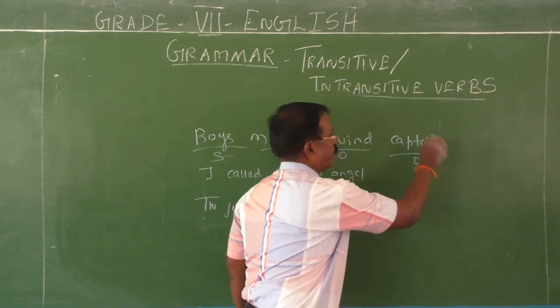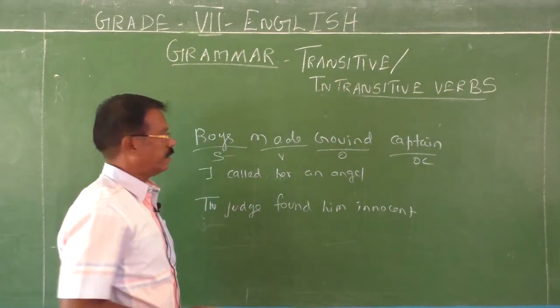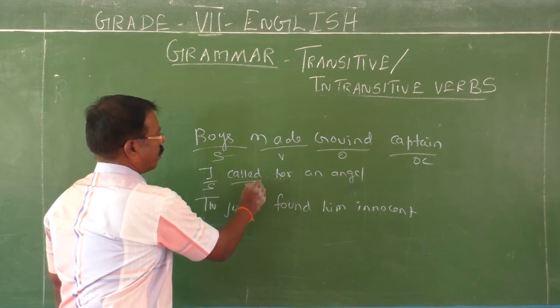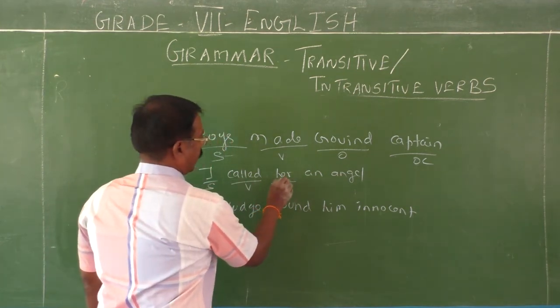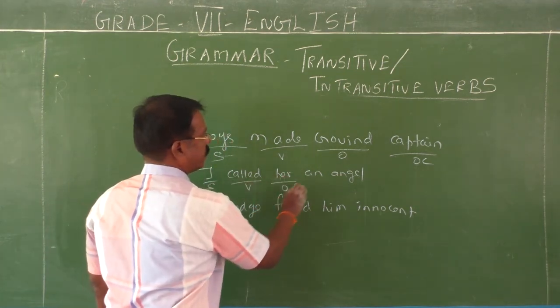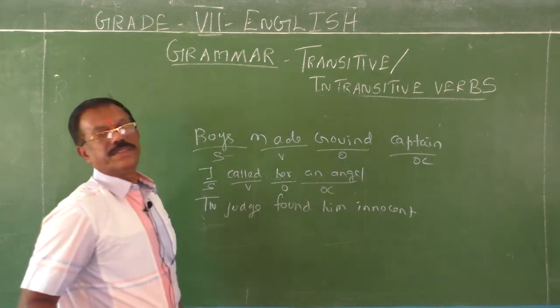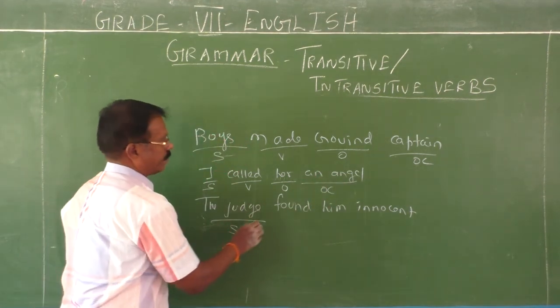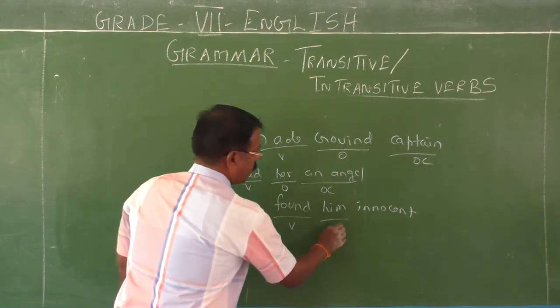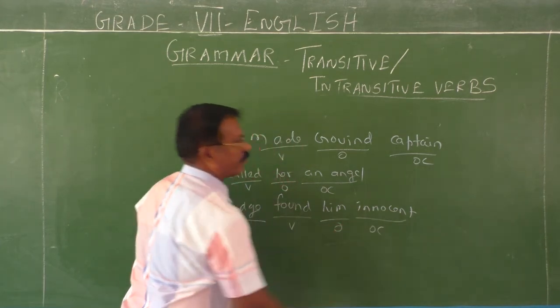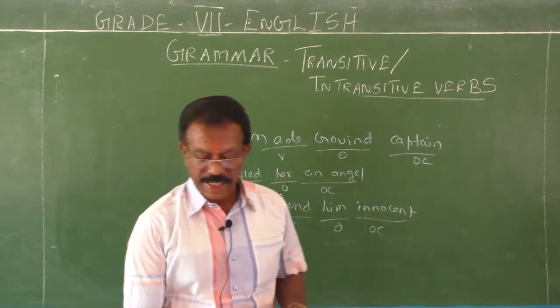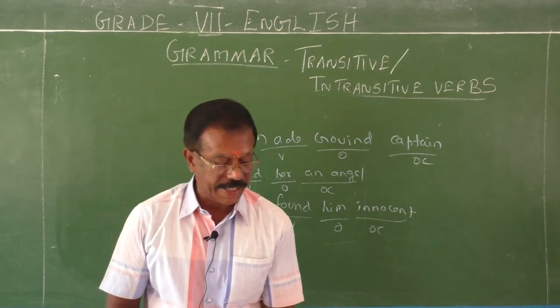They have an object complement, OC. I subject, called verb, her object, and angel object complement. The judge subject, found verb, him object, innocent object complement. So they are called the transitive verbs of incomplete predication.